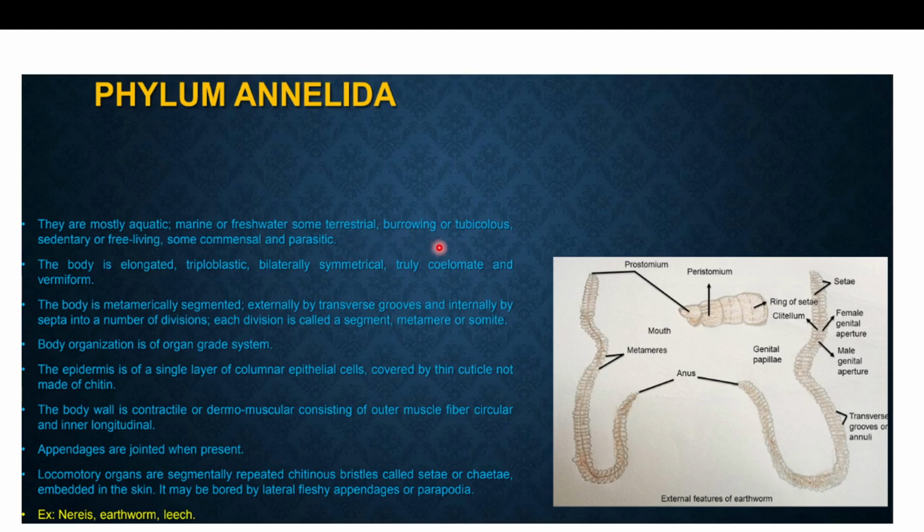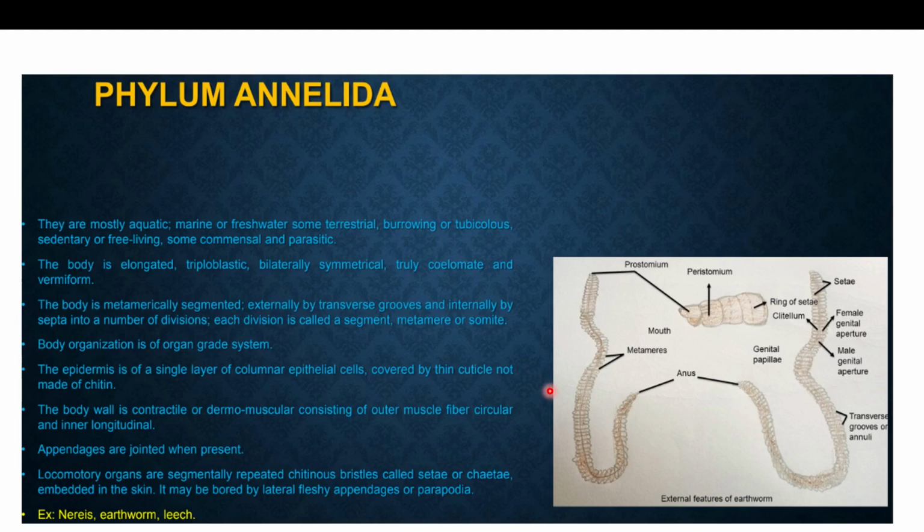Some can be terrestrial or free living. Some can be commensal or parasitic. Body is elongated, triploblastic with bilateral symmetry. They possess a proper body cavity. They are coelomate, and the name Annelida comes from the ring-like segmentation in the body, which is called metameric segmentation.